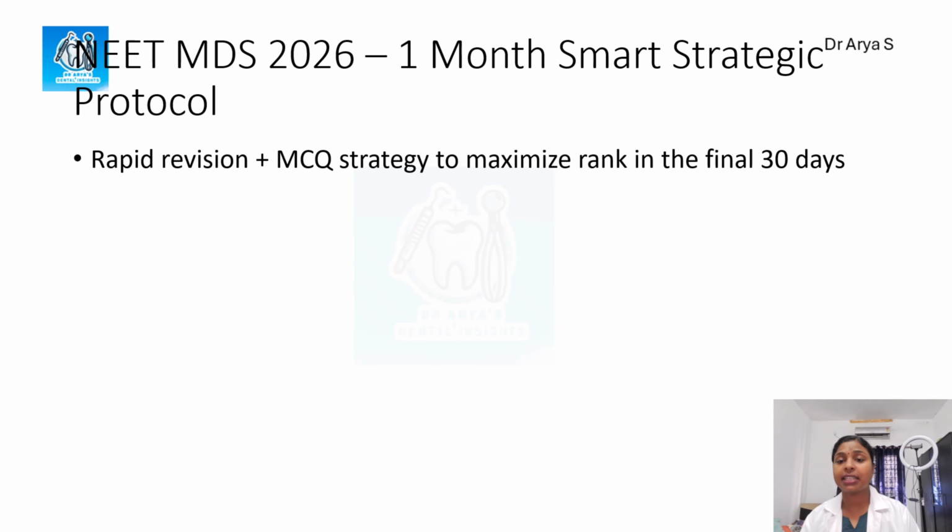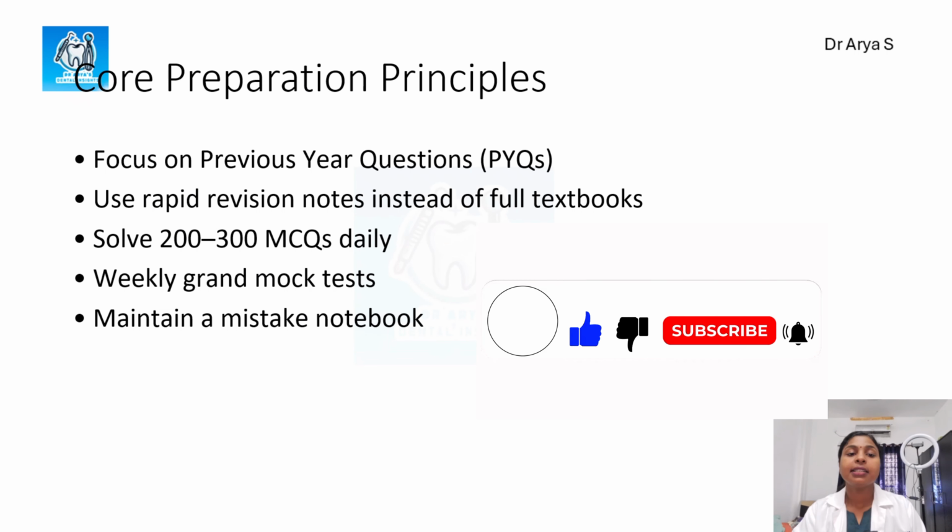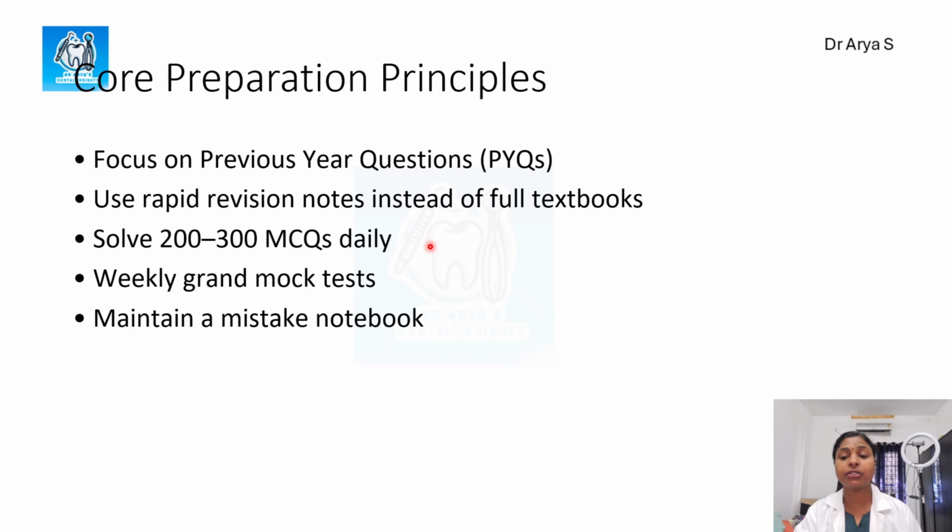And it is a 1 month SMART strategic protocol, with rapid revision and MCQ strategy to maximize the rank in the final 30 days. So let's go through it. Which are the core preparation principles? Focus on various previous year question papers. It's very important, previous year questions are very important, as repeated questions may be asked. Use rapid revision notes instead of full textbooks. Solve as many MCQs as possible, that is 200 to 300 MCQs daily, a weekly grand mock test, and maintain a mistake notebook.